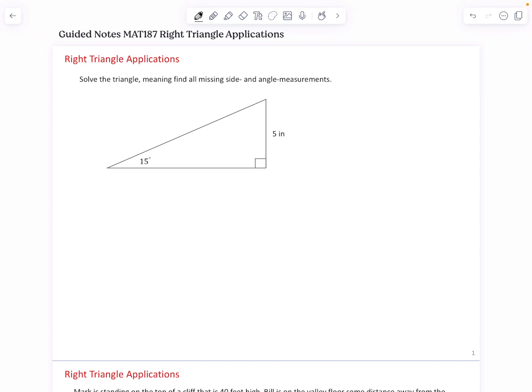Hello students! This lesson is on applications concerning right triangles. Page 1 is to solve the triangle. That simply means to find all the missing side and angle measurements. Let's begin with the missing angle.